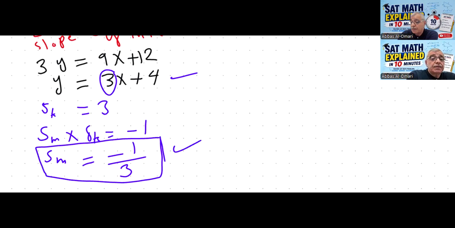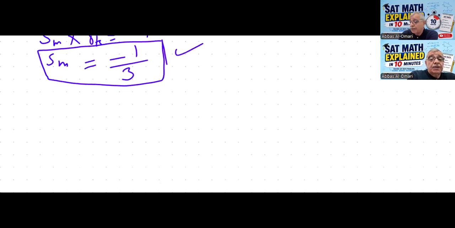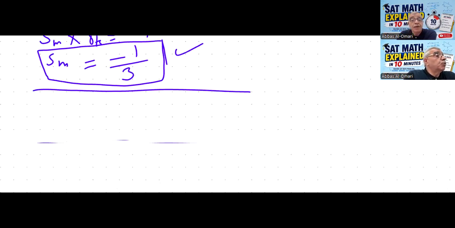Again, you can do it quickly on the SAT just by knowing that the multiplication of the slopes should be equal to -1. So you put the known equation in the standard format, you get the slope, then you find the slope of the other line. So the next problem.